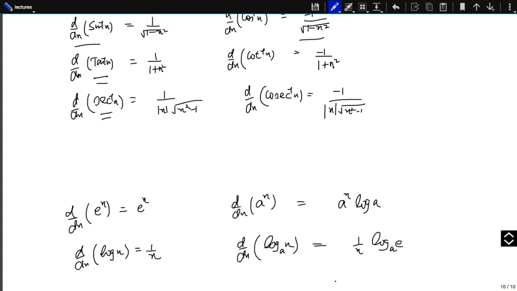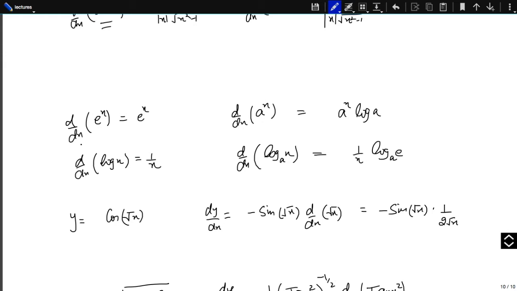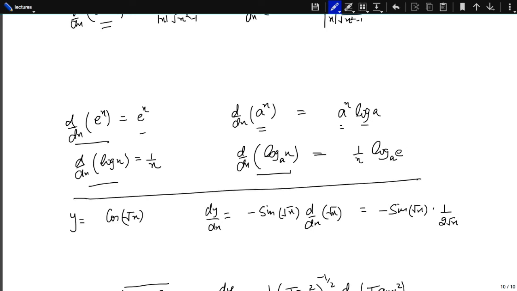Further, derivative of exponential function e raised to x is equal to e raised to x, derivative of a raised to x is equal to a raised to x log a, derivative of log x is equal to 1 upon x, derivative of log x to the base a is equal to 1 upon x log a. So these were the derivatives of trigonometric functions, inverse trigonometric functions, logarithm function and exponential functions.